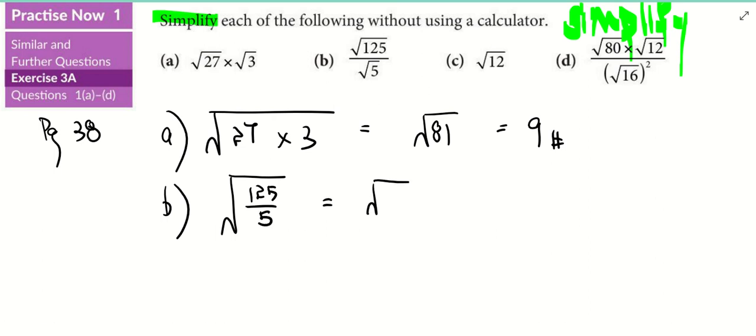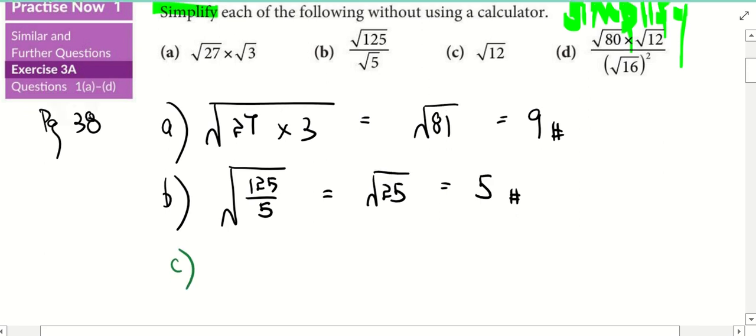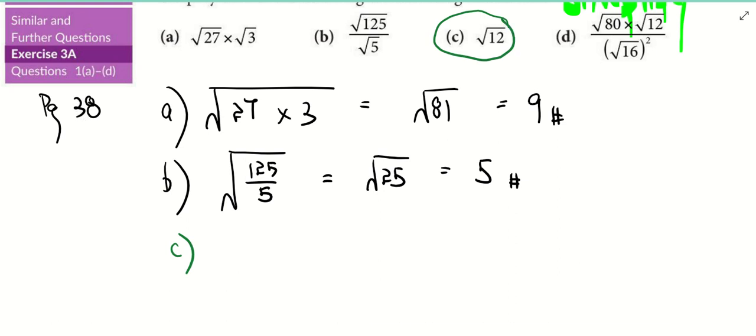125 divided by 5 is just square root of 25. And we will know that square root of 25 is equal to 5. Take note, in simplification of surd, there could be a perfect square inside the number if you cannot square root nicely. So if you take a look at part C, oh, there is a perfect square number 4 inside.